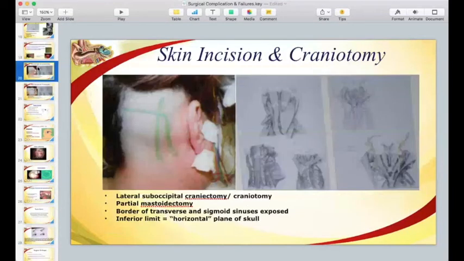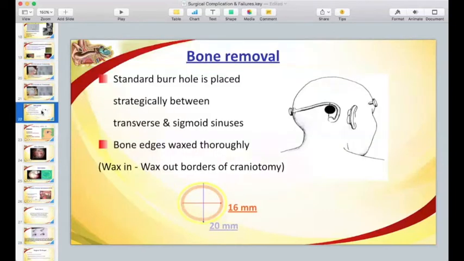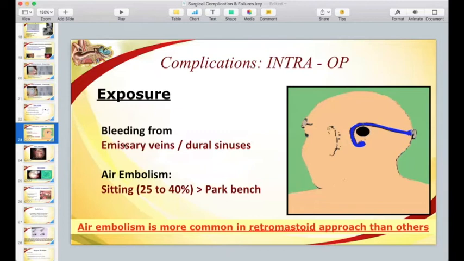So this is a skin incision and the craniotomy. And so that is the burr hole placed between the transverse and sigmoid sinuses. The bone waxing is to be done very thoroughly so that there is no CSF going through the bone openings. So wax in and wax out when you're doing this. And here we have the complication during exposure: bleeding from emissary veins, from dural sinuses, and there can be air embolism if you are having a sitting position.